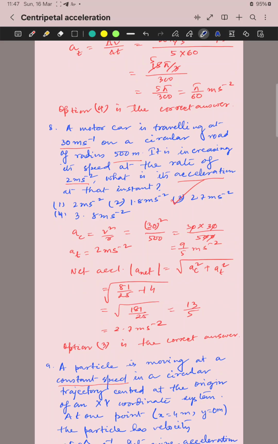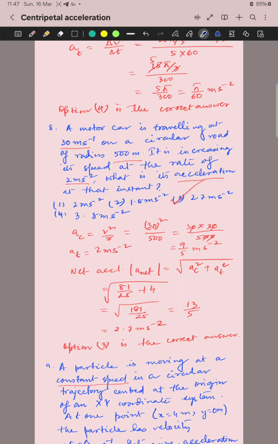Now the next sum, it is given that the car is traveling in a circular path with a constant speed of 30 meter per second and the radius is given 500 meter. It is increasing its speed at the rate of 2 meter per second square. Now when the speed's magnitude changes, that means it is the tangential acceleration value given to us.